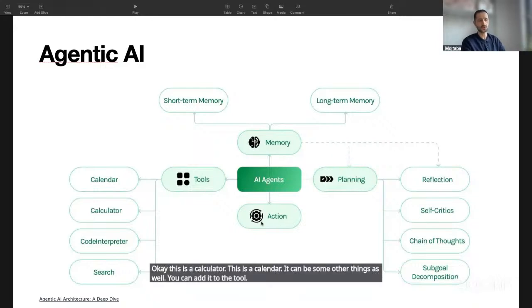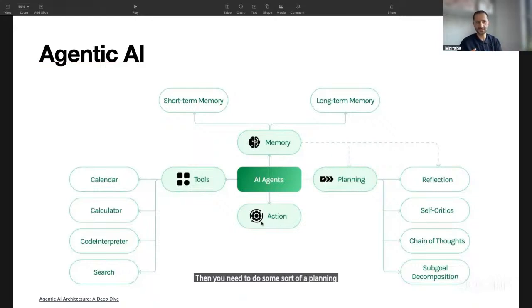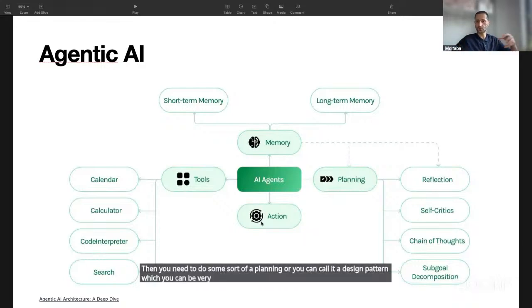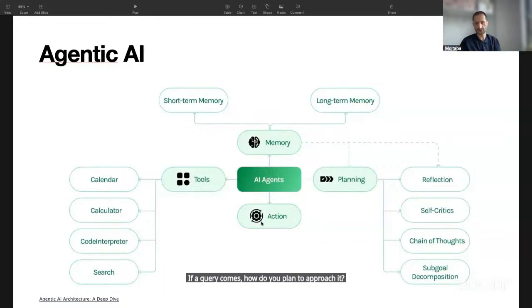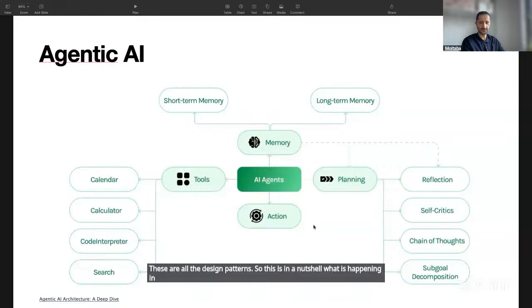Then you need to do some sort of planning, or you can call it a design pattern, on which you can be very creative. When you collect all this information, how would you react to it? Do you use chain of thought, or how do you plan? If a query comes in, how do you plan to approach it? These are all design patterns. So this is, in a nutshell, what is happening in agentic AI, and it's evolving so fast.